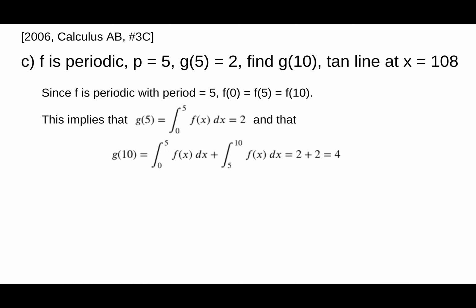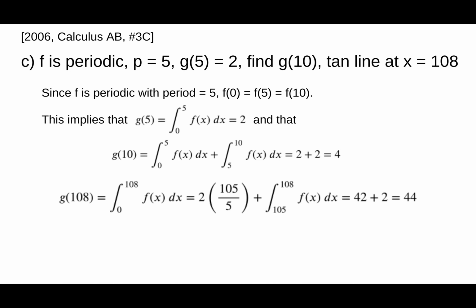This implies that g of 5 is the integral from 0 to 5 of f of x dx, which is 2, and that g of 10 is the integral from 0 to 5 of f of x dx plus the integral from 5 to 10 of f of x dx, which would just be two different integrals whose value is 2, so that is 4. So g of 10 is 4.